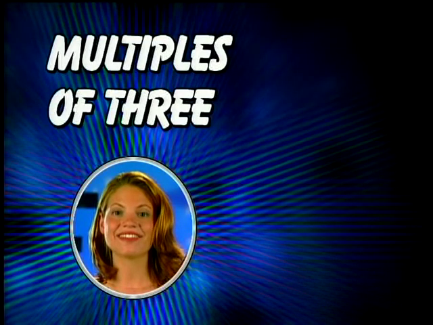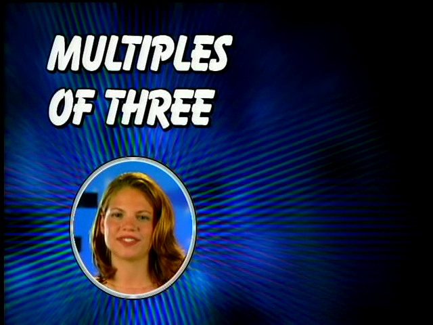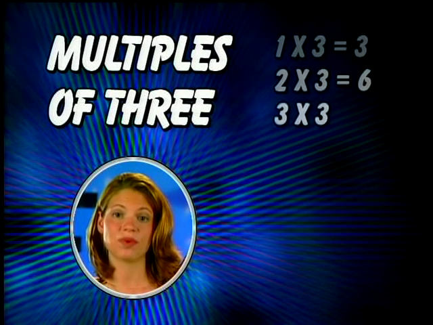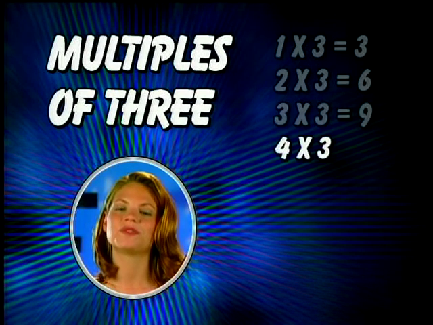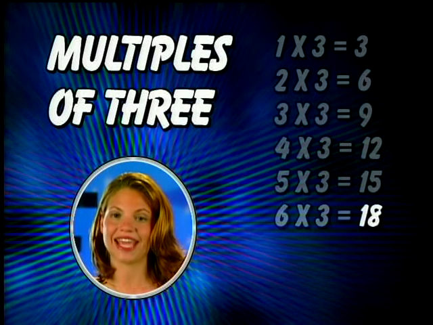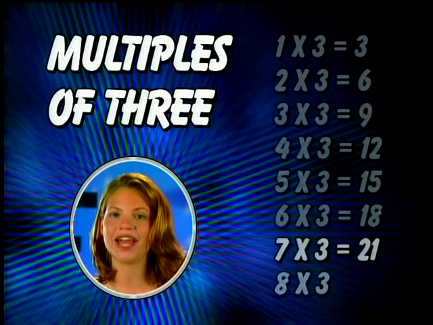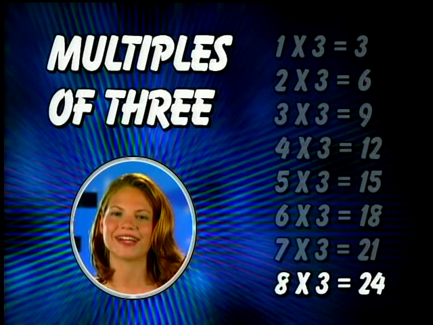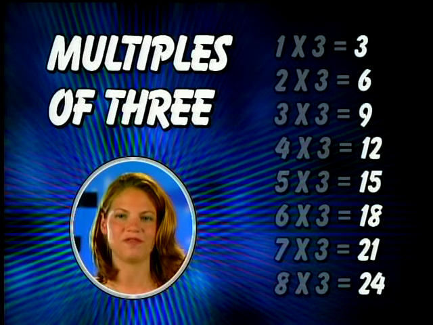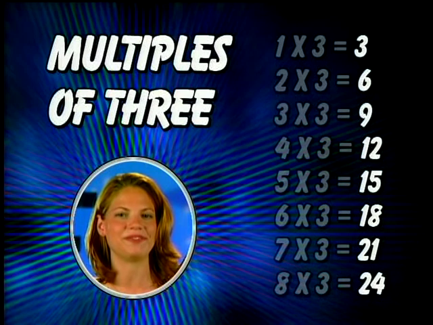All right, let's take the number 3. What are its multiples? Well, 1 times 3 equals 3. 2 times 3 equals 6. 3 times 3 equals 9. 4 times 3 equals 12. 5 times 3 equals 15. 6 times 3 equals 18. 7 times 3 equals 21. And 8 times 3 equals 24. So the first 8 multiples of 3 are 3, 6, 9, 12, 15, 18, 21, and 24.